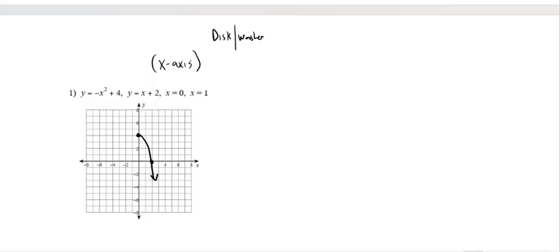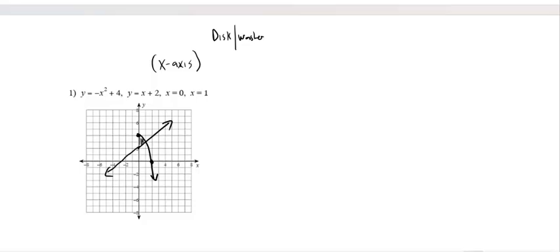I think my x-intercept should be at 2. I know what this line looks like. Y equals x plus 2. That's here and has a slope of 1. So it goes like this. So this is my region.